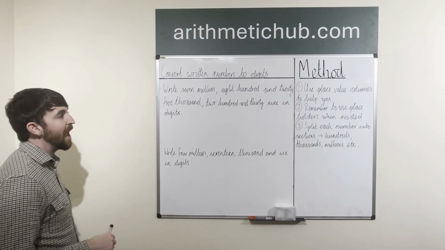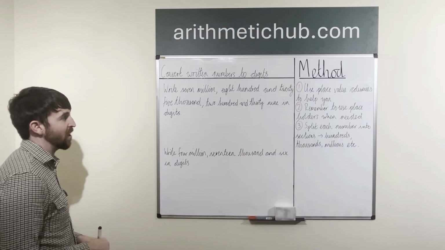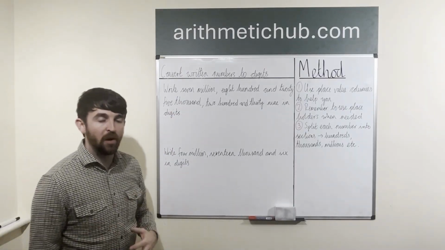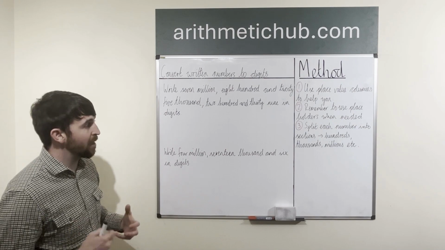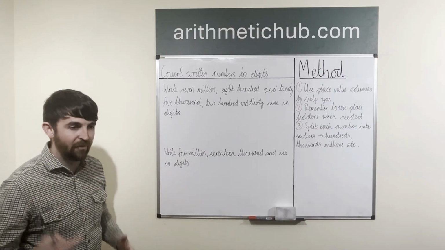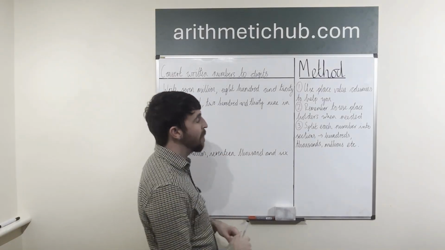Write 7,825,239 in digits, okay? So 7 million is what it was starting with. So again, this gives us a bit of an idea, right? It's going to be in the millions. So if it's in the millions, it's going to have at least 7 digits. So straight away in my head, I'm thinking, right, it's in the millions, it's going to have at least 7 digits, okay? Let's check in to see what our method says.